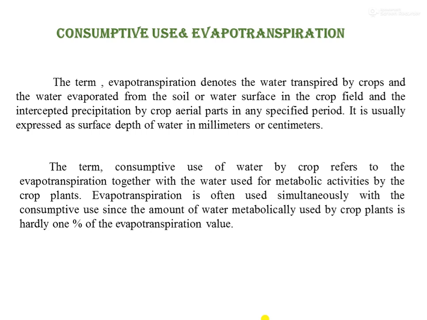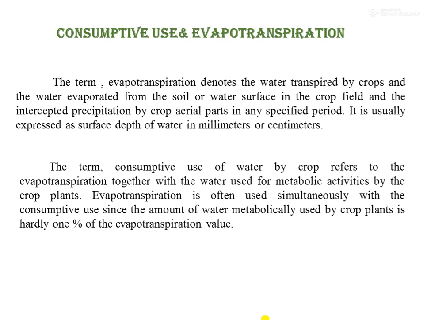Then we will discuss consumptive use and evapotranspiration. The term evapotranspiration denotes the water transpired by crops and the water evaporated from the soil or water surface in the crop field, and the intercepted precipitation by crop aerial parts in any specified period. It is usually expressed as surface depth of water in millimeters or centimeters. Or simply, you can say that evapotranspiration is the combined loss of water through the soil and aerial part of the plant.